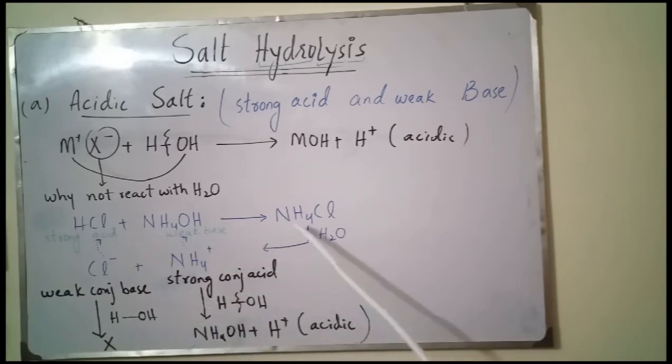It will result in the formation of NH4Cl, and this salt is made from a strong acid and a weak base. So this salt is an acidic salt because when it reacts with water, it produces NH4 positive ion and Cl negative ion. As you know, this Cl negative ion, the negative part of the salt, comes from the acid and the acid is strong. So this negative ion is a weak conjugate base, and this positive ion comes from the base, and you know that our base is a weak base. So this NH4 positive is a strong conjugate acid.